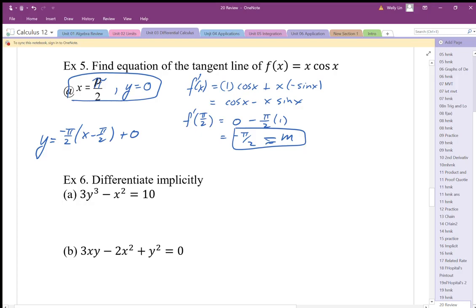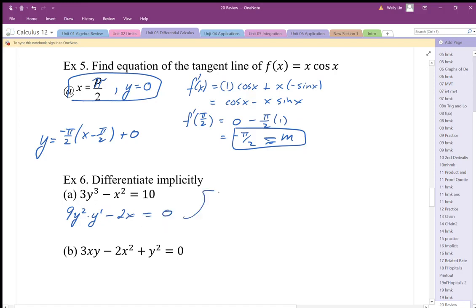For number 6, these are implicit functions, so we need to remember how to differentiate implicitly. We differentiate the x's normally, and the y's are treated as embedded functions. So as I differentiate this, I'm going to differentiate the power first, but every time there's a y there, I know that there's an embedded function, so I need to apply the chain rule and differentiate y to y prime. Minus 2x equals 0.